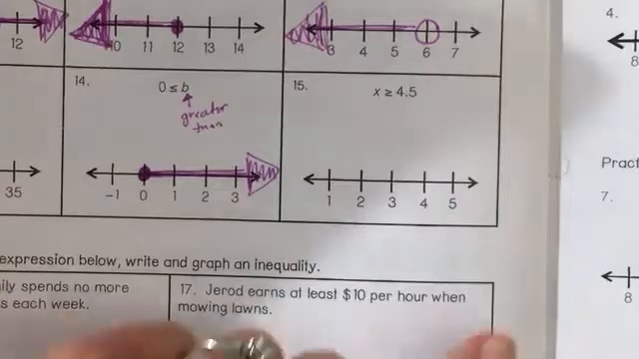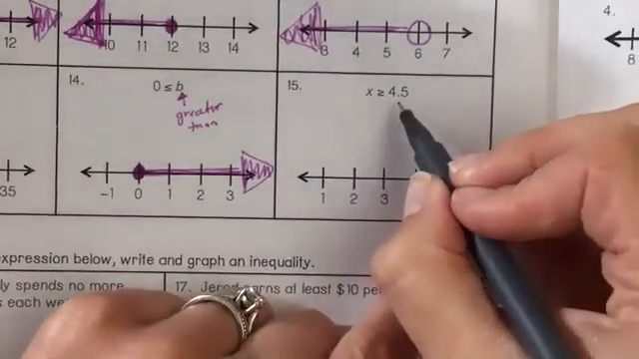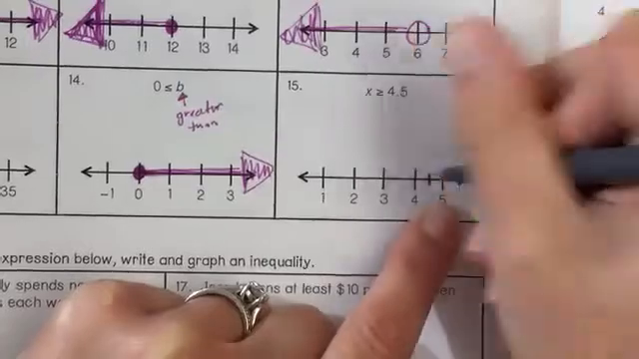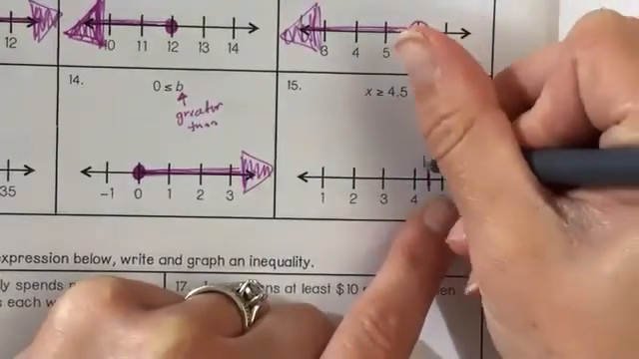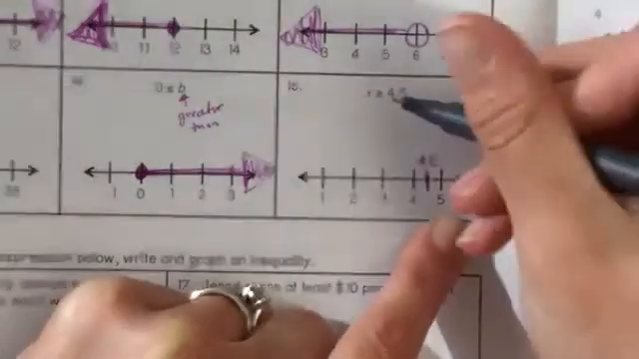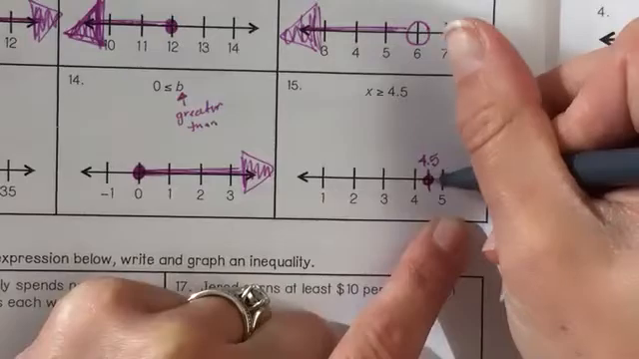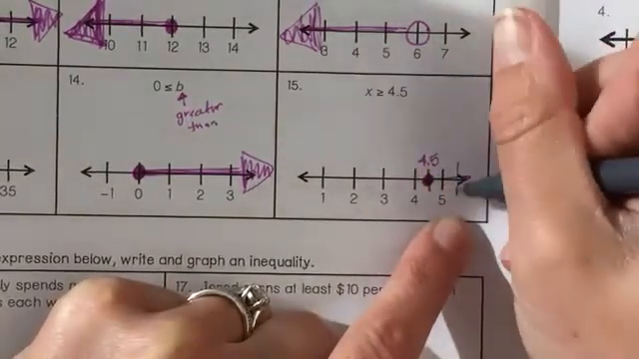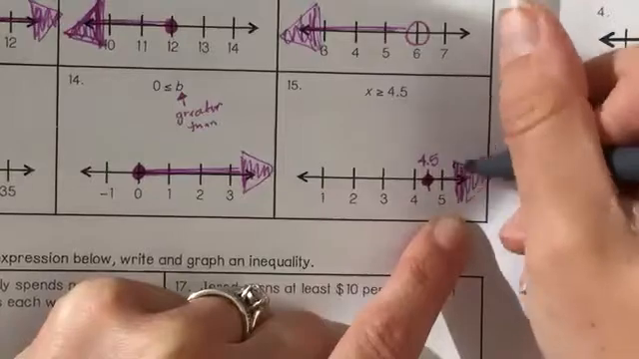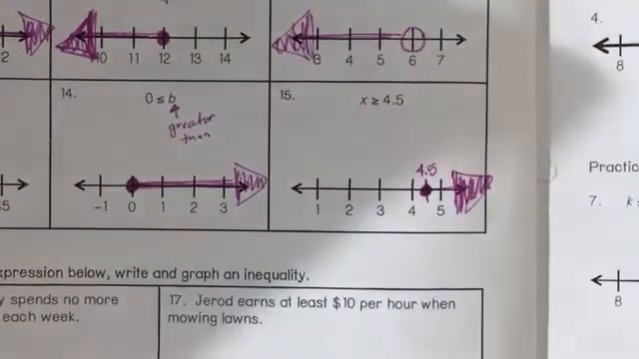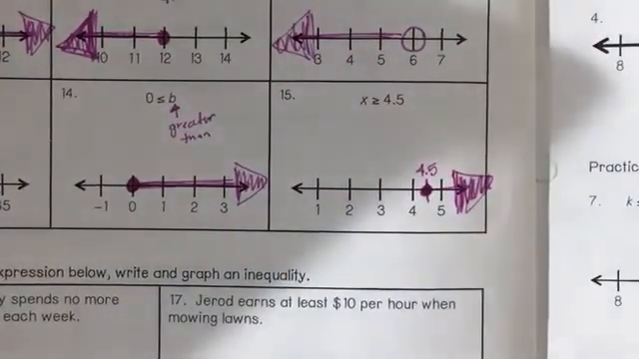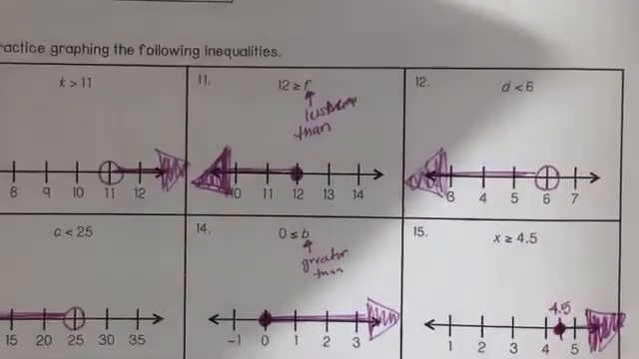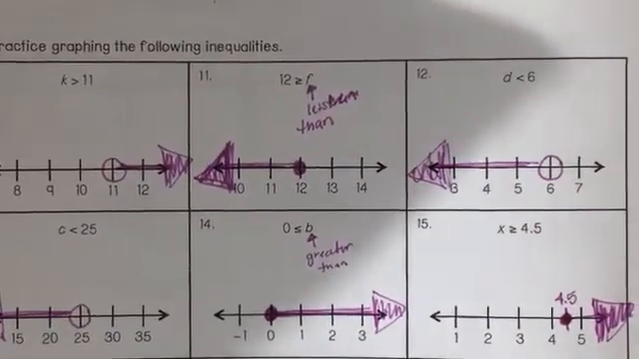And then the last one, even when they give you a decimal, and we don't have decimals on here, we know that 4.5 would be halfway. Okay, and it's a closed circle. X is greater than or equal to 4.5, so I'm going to shade the greater than direction. Okay, any questions on 10 through 15 on graphing them?